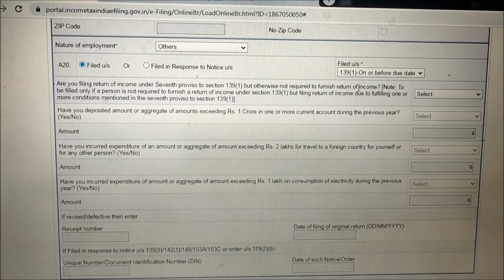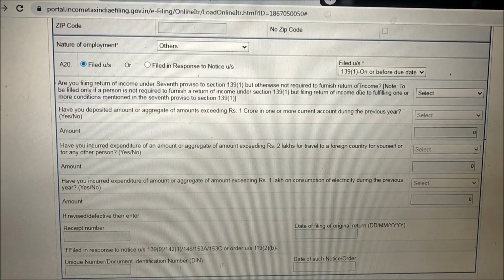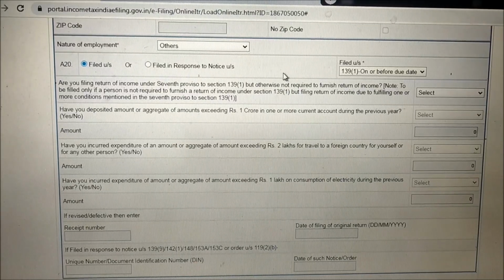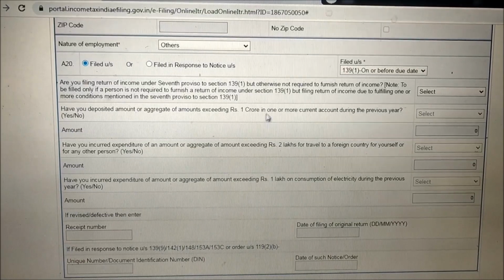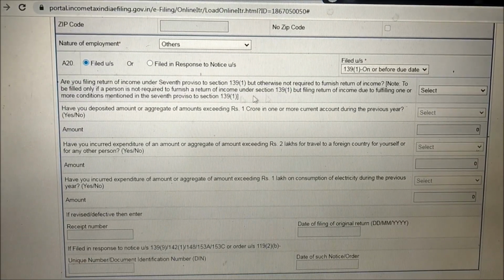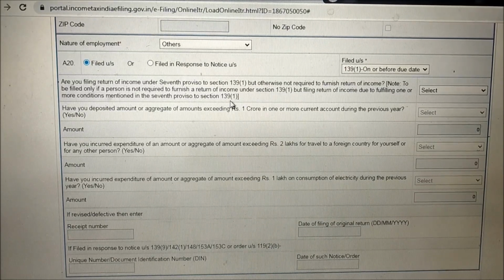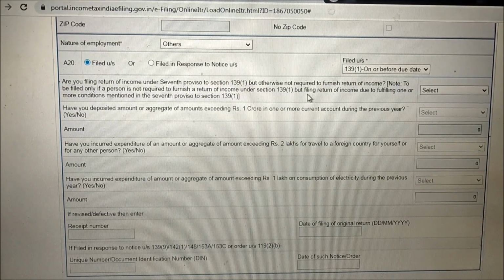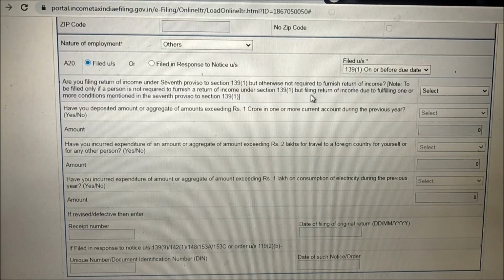In this field, additional details are to be furnished, that is: are you filing return of income under the 7th proviso of section 139(1) but otherwise not required to furnish return of income? Note: to be filed only if a person is not required to furnish a return of income under section 139(1) but is filing return of income due to fulfilling one or more conditions mentioned in the 7th proviso of section 139(1). Now, what is the 7th proviso?